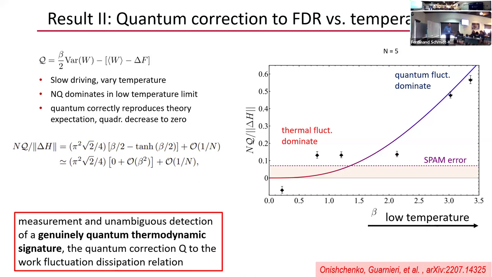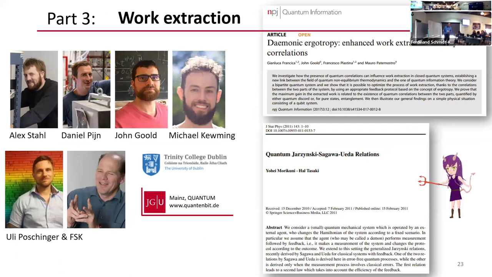Now we're going on and looking at this work extraction in part 3 of my talk. Now we are dealing with our Dublin friends here, John and Michael. And that has been triggered by this work here, where a daemon, she is here, the daemon, and she could enhance the work extraction by taking a feedback protocol and two qubits.